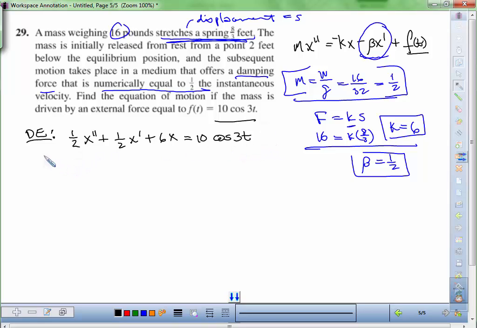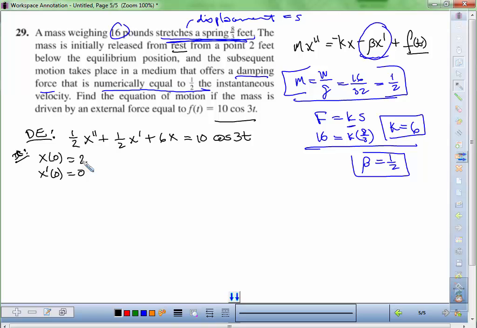So our x of 0, your initial conditions. x of 0 is going to be the position, where is it? 2 feet below the equilibrium, and going down below is positive for us, right? So that's 2. And then at rest says that our initial velocity should be 0.